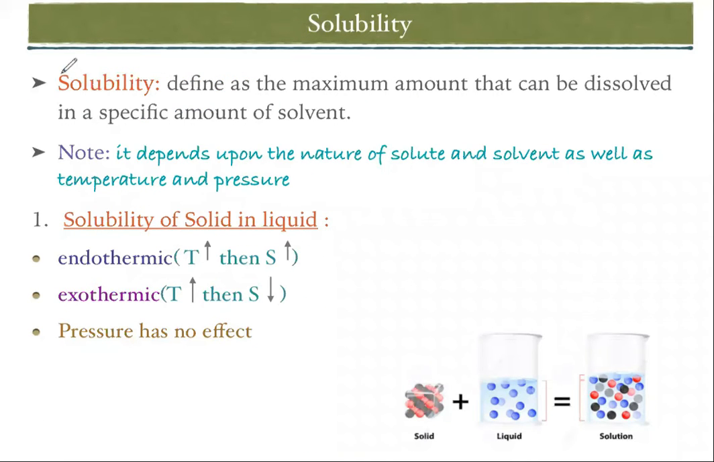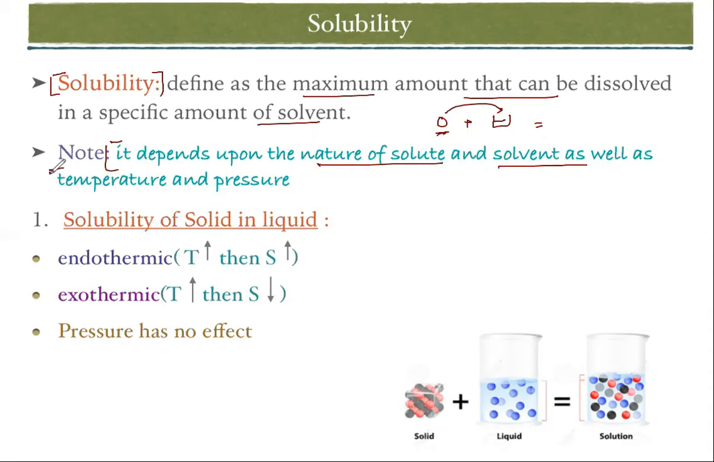Now let us discuss solubility. Solubility is defined as the maximum amount that can be dissolved in a specific amount of solvent. You take any solute and mix it into any solvent. The maximum amount you can add is nothing but your solubility. Solubility depends on various factors, such as the nature of the solute and solvent, as well as temperature and pressure. Our main concern will be to study the effect of temperature and pressure.